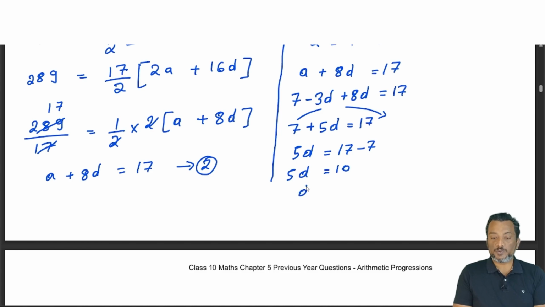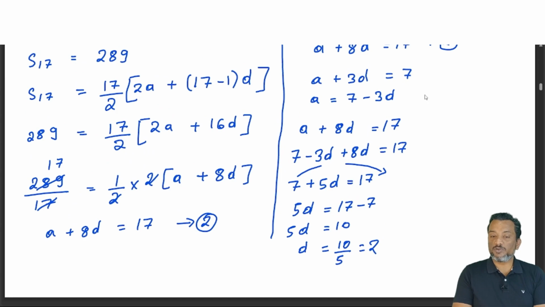Now you can transpose 5, the coefficient of d, from the left side to the right side, so it will divide. So 10 over 5, so you will get how much? 2. Now you got the d value as 2. So what do you have to do? You have to substitute the d value in any equation.